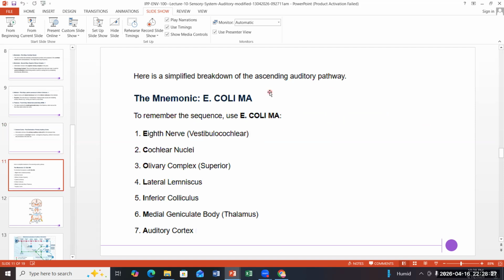There is a mnemonic, a short key to remember. The electrical impulse is passed from the 8th vestibulocochlear nerve. From there, it passes to the cochlear nuclei present in the medulla and pons region. From there, it is passed to the superior olivary complex, lateral lemniscus, inferior colliculus. After that, it reaches the medial geniculate body, and then finally the auditory cortex. We cannot jumble up or mix up these stations.